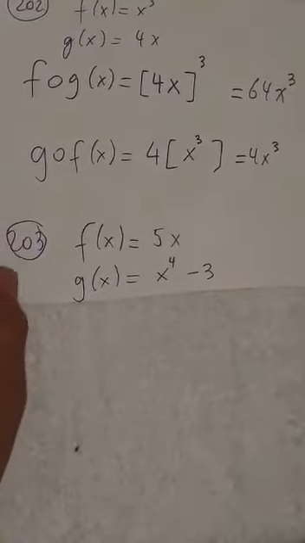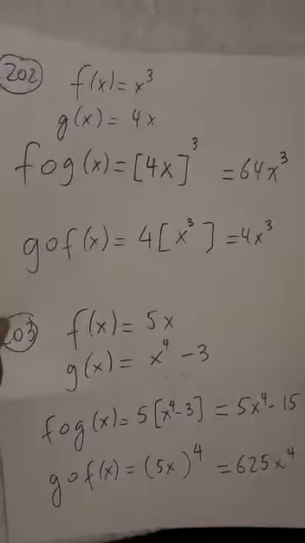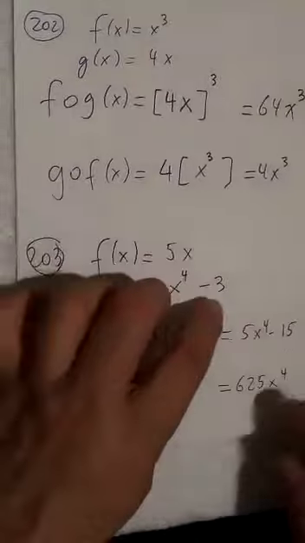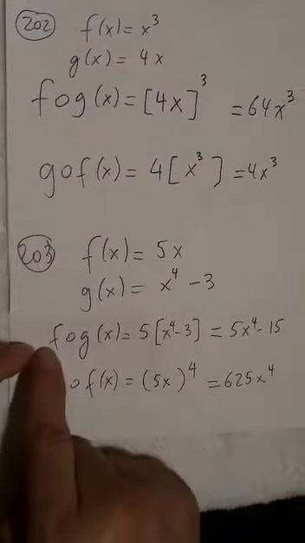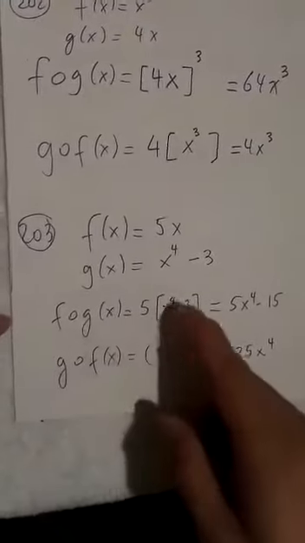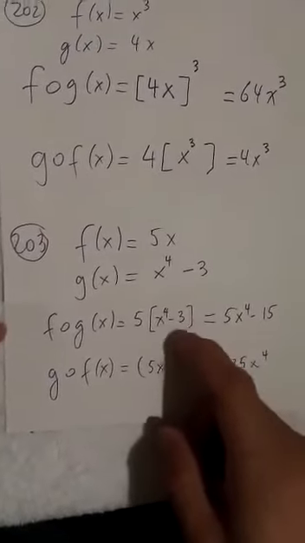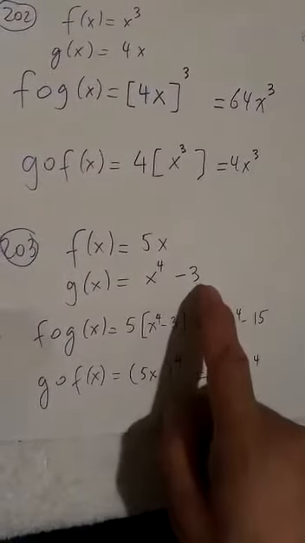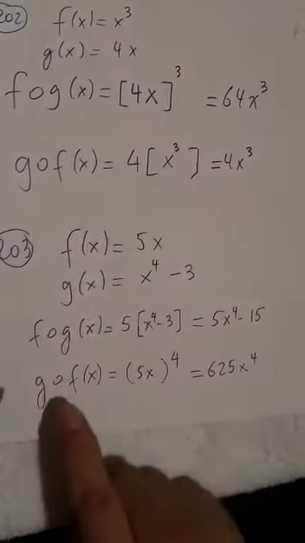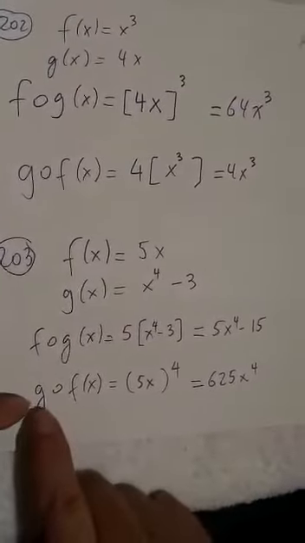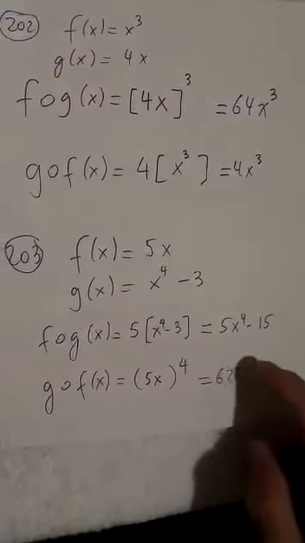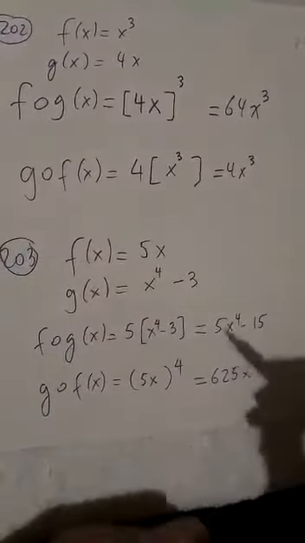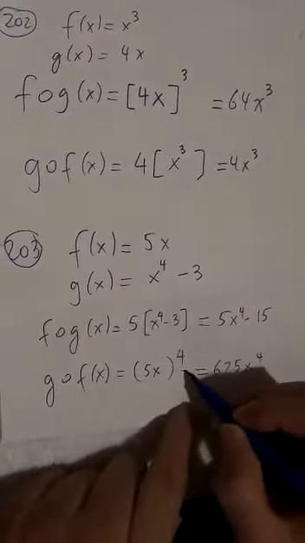And for example 203, f of x is 5x, g of x is x to the 4th minus 3. So f of g of x, the main function is f. So it'll be 5 times something. And that something is a bracket. What goes in the bracket is g of x, which is x to the 4th minus 3. We'll simplify it in a minute. For g of f, the main function is g, so it'll be something to the power 4th minus 3. Okay, so it'll be, for this one, minus 3.